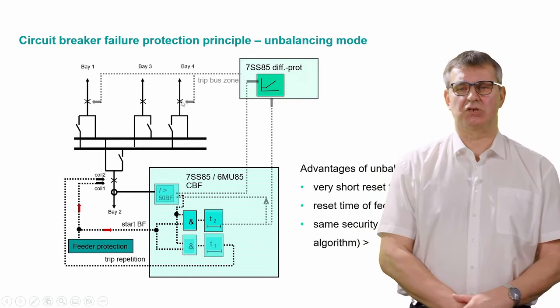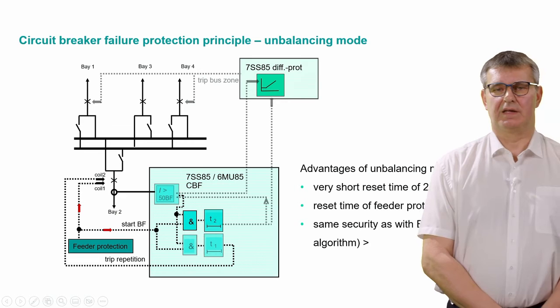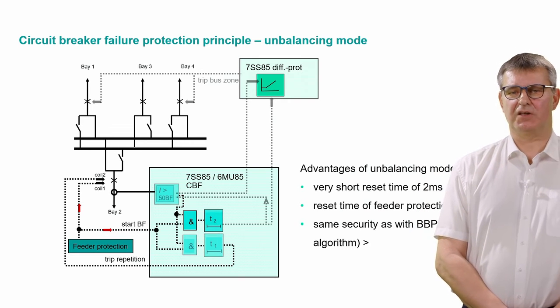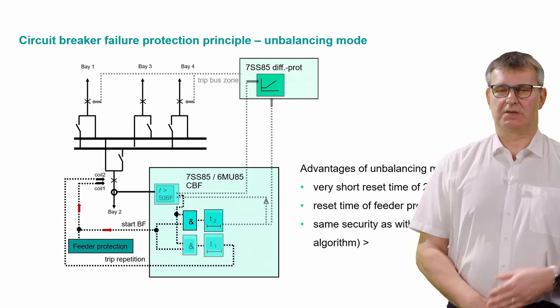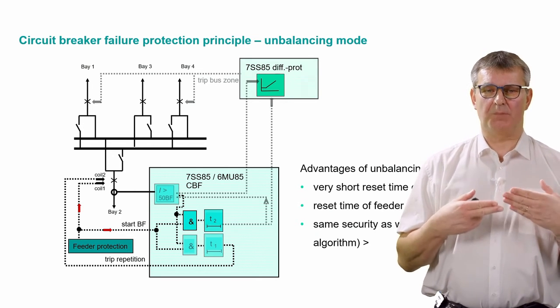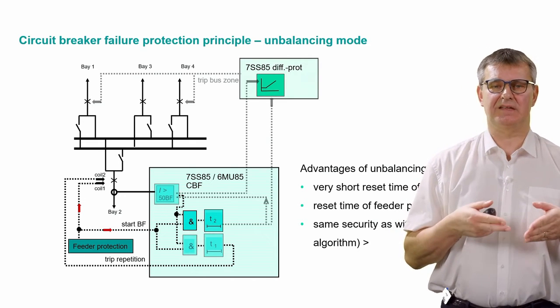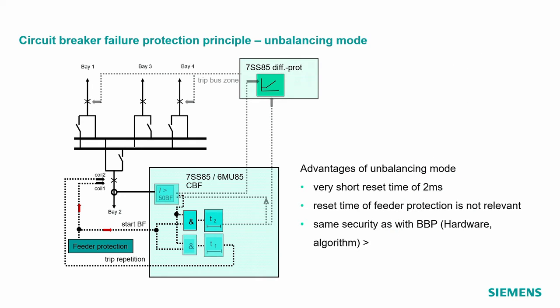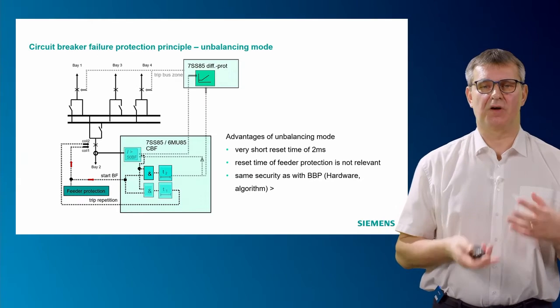The advantage of the unbalancing mode is a very short reset time. So that means even if the current drops immediately after delay time T2 has worked, and after delay time T2 suddenly the current starts to drop out, we will once again, together with sampled measured values, still be fine. We will not wrongly trip the busbar, the complete busbar, because of this very short reset time.